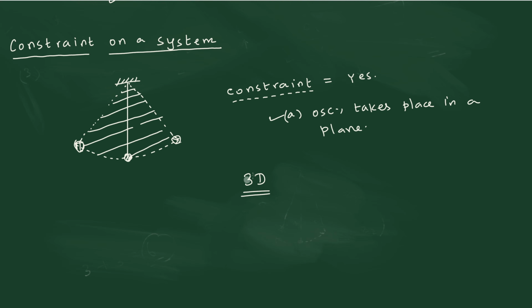Now, the job of the constraint is that this will get subtracted. The three-dimensional system will reduce to a two-dimensional system if you impose some restriction. And if you impose much more restriction, the two-dimensional problem will become a one-dimensional problem. And if you impose further and further restriction, this will become a zero-dimensional problem.